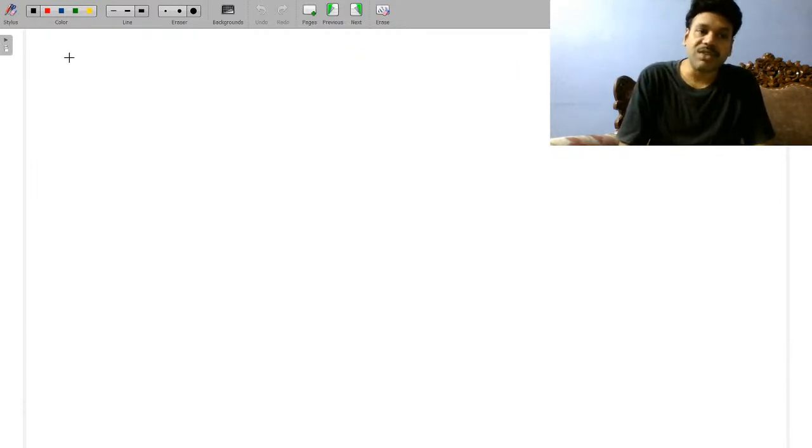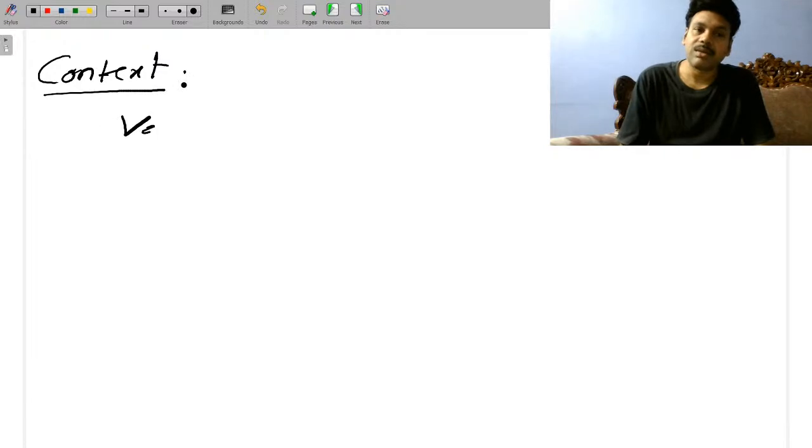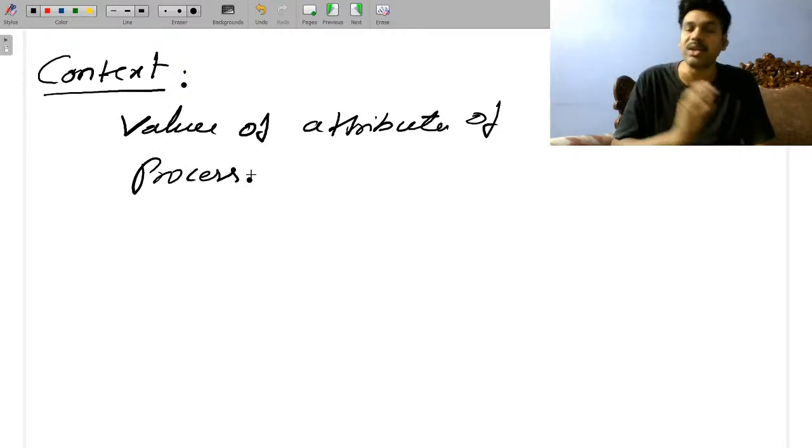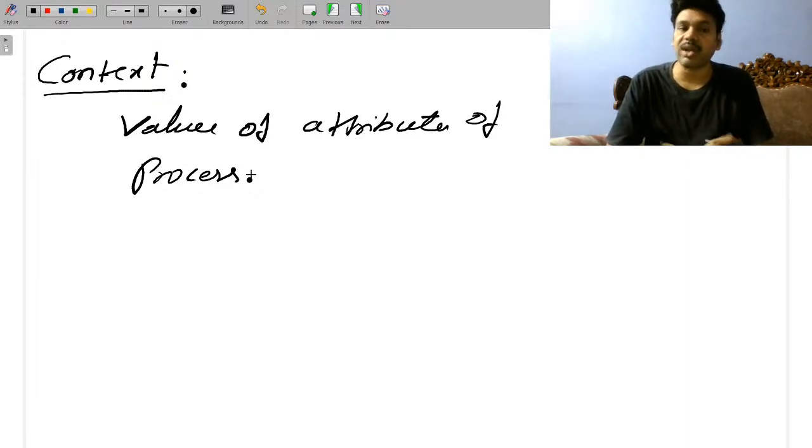So when we say that, what is a context? The context is nothing but the values of the attributes of a process. This context is not fixed unless you have only one process. If I have only one process, the context is not going to change, except in round robin. In round robin, even a single process is going to change its context.